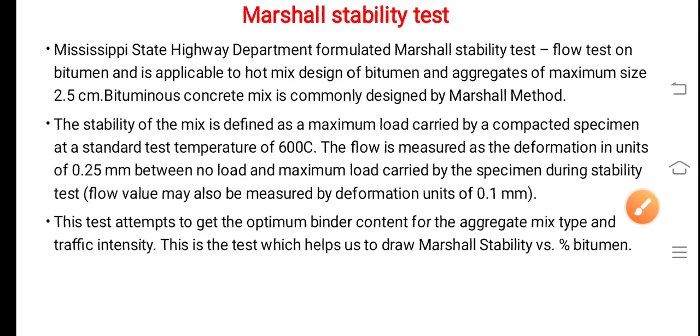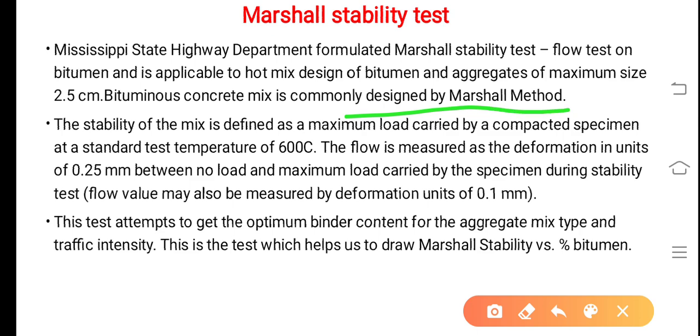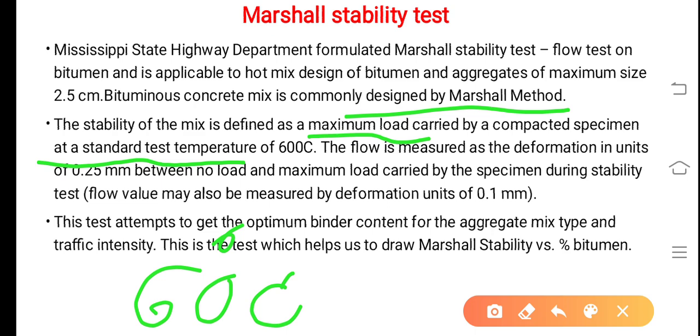It is commonly designed by the Marshall method. The stability of the mix is defined as the maximum load carried by a compacted specimen at a standard test temperature of 60 degrees centigrade, not 600. It should be 10 to the power, 60 degrees centigrade. If you go to 300, 400, 500, 600, it will become ash.